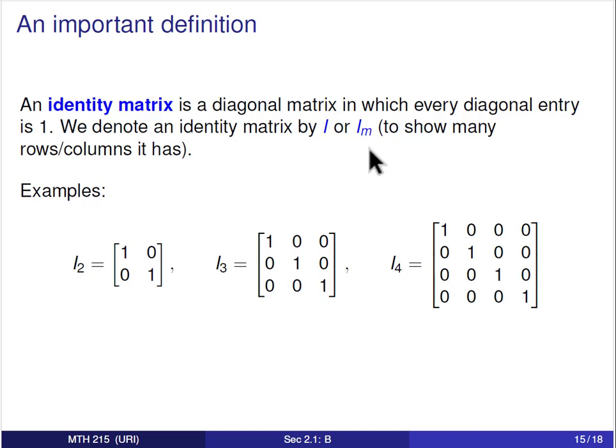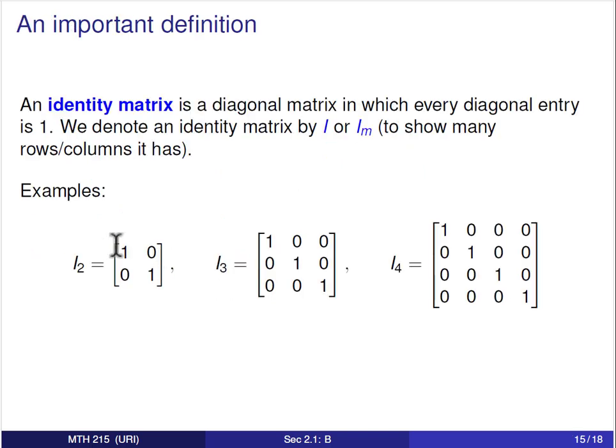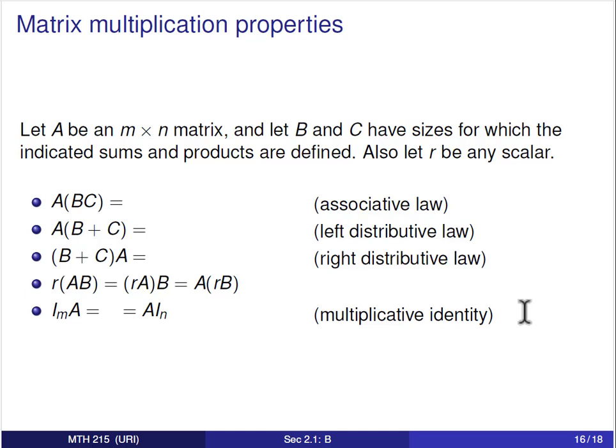Now, the identity is important because of this property that we just talked about. What happens when you multiply by a diagonal matrix on the left or on the right? And if your diagonal entries are all 1s, what do you think happens? Well, let's see this in a list of properties that we'll end the video with. Here are some basic matrix multiplication properties.